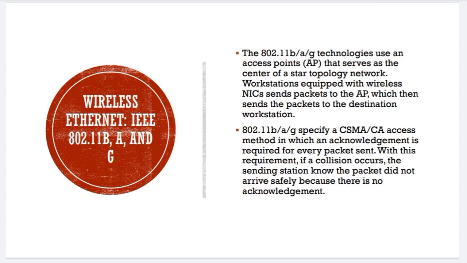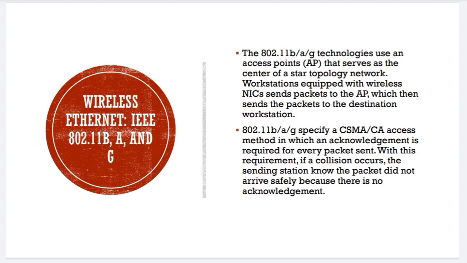The 802.11 a/b/g technologies use an access point, or AP, that serves as the center of a star topology network. Workstations equipped with wireless NICs send packets to the AP, which then sends the packets to the destination workstation. 802.11 a/b/g specify a CSMA/CA access method in which an acknowledgement is required for every packet sent. With this requirement, if a collision occurs, the sending station knows the packet did not arrive safely because there is no acknowledgement.